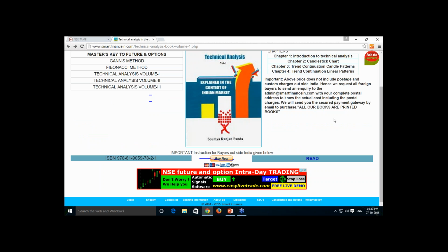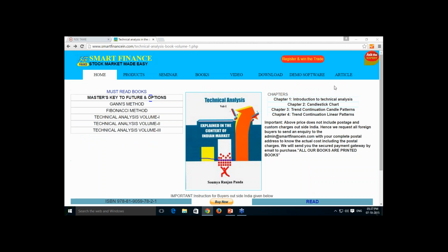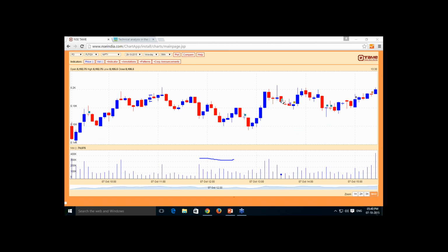So this is about a live bearish engulfing pattern that has formed. Low is 8185, high is 8193. You are seeing this engulfing pattern on the NSE Nifty futures chart, which happened around 1:30. High was 8193, low was 8185.